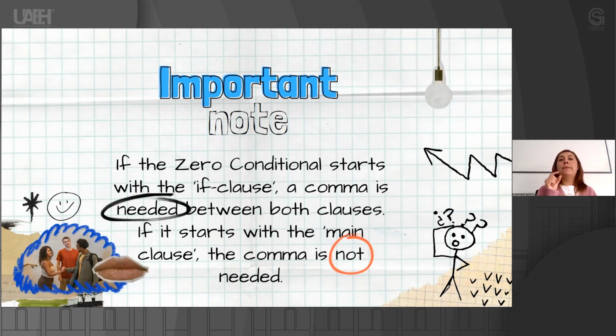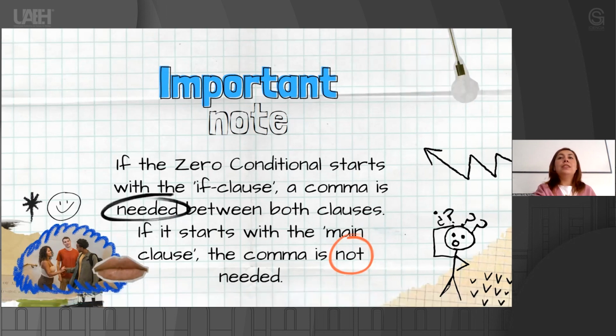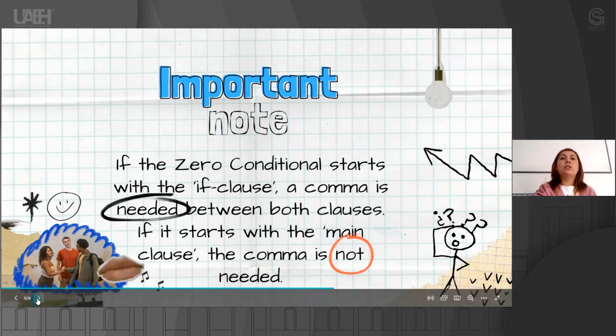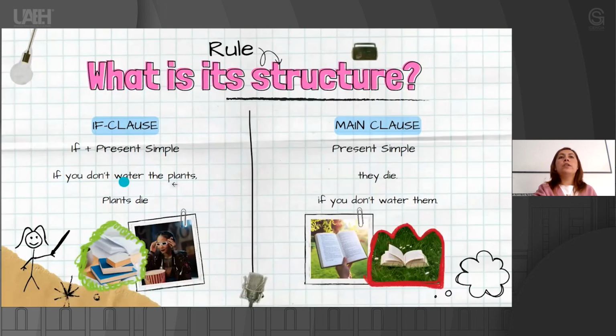We just need a comma between both of these sentences or these clauses, but we need the comma when the sentence starts with the if clause. If we don't start with the if clause, then the comma would disappear. So I can show you here a better example. It says, if you don't water the plants, comma, they die. Here we are starting with the if clause. We can also change this if for the word when that I said before. So it would read, when you don't water the plants, they die. It has the same meaning.